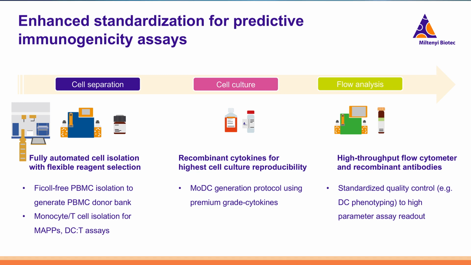Additionally, I've shown you our input from the cell culture portfolio. So we have recombinant cytokines for highest cell culture reproducibility, and the MoDCs can be generated using our protocols with premium-grade cytokines. Last but not least, we have a high portfolio of flow analysis. We have a high throughput flow cytometer and recombinant antibodies to have a standardized quality control, for example, for dendritic cell phenotyping in the process of generating MoDCs, to high parameter assay readout at the end.